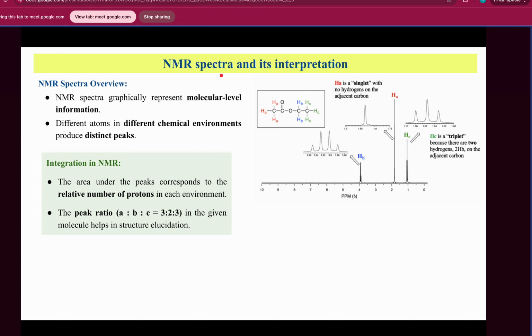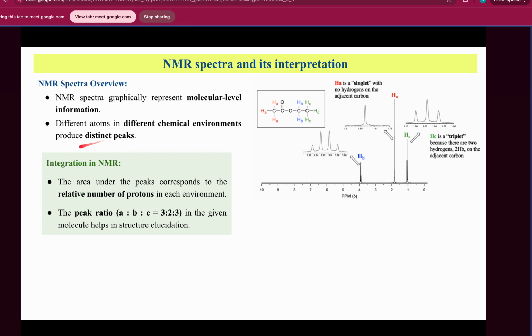Now, how to interpret NMR spectra? Till now we have seen the components of NMR, how the sample is prepared, and what things we need to keep in mind while loading the sample. Now we'll see how we can interpret the spectra that comes to us at the end after performing NMR spectroscopy. NMR spectra represent molecular-level information. So what is that spectra giving us? It is giving us molecular-level information.